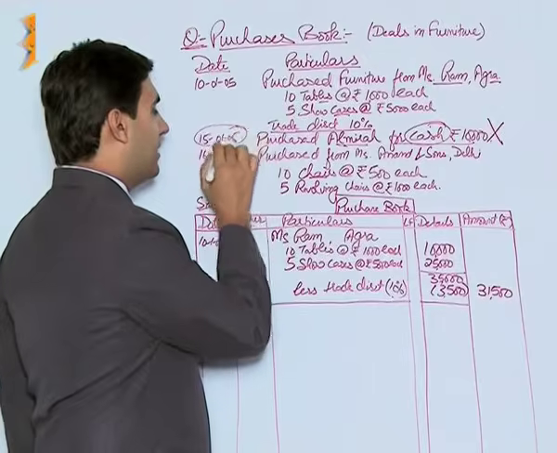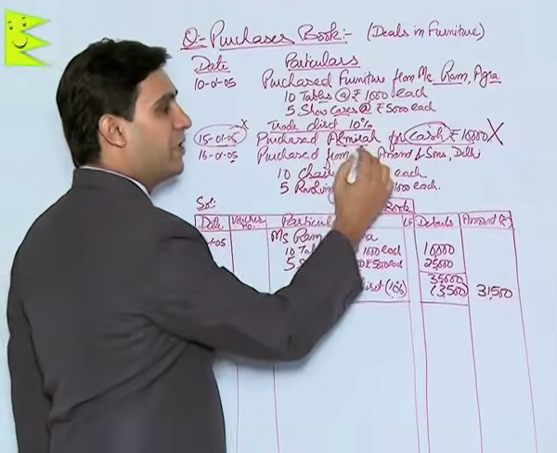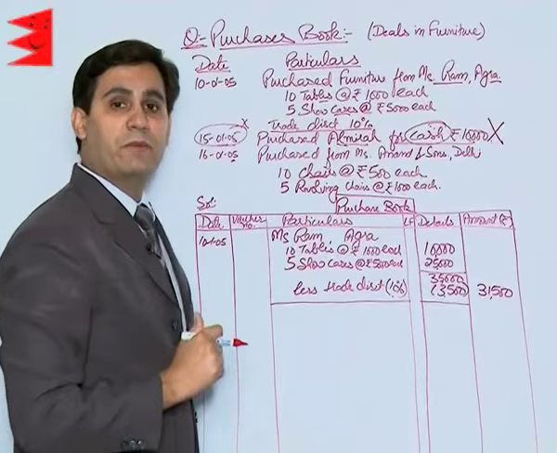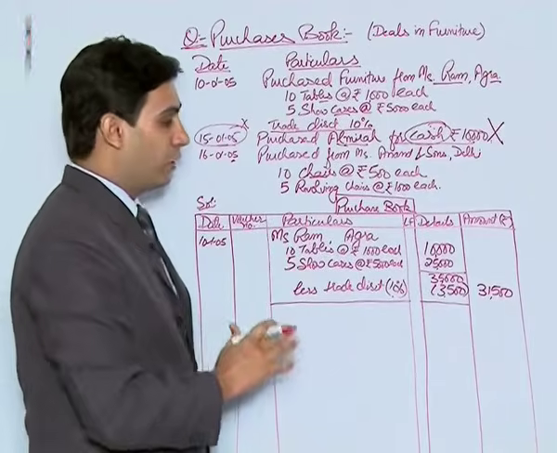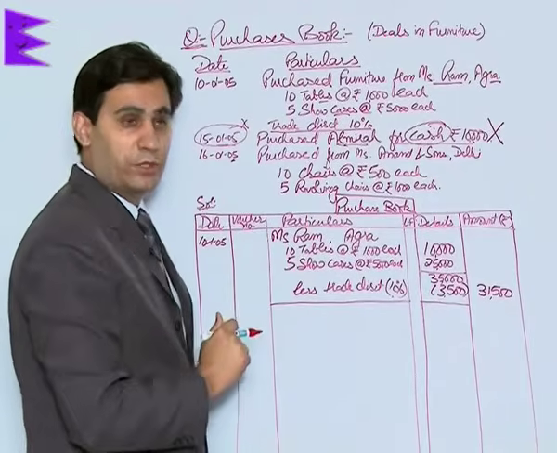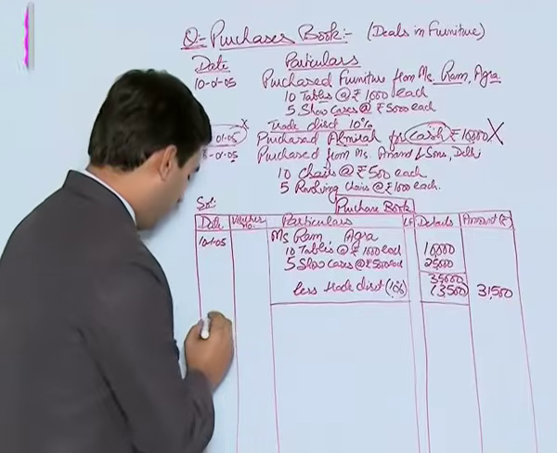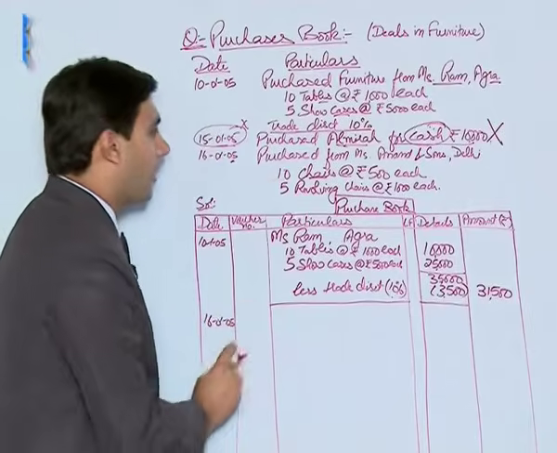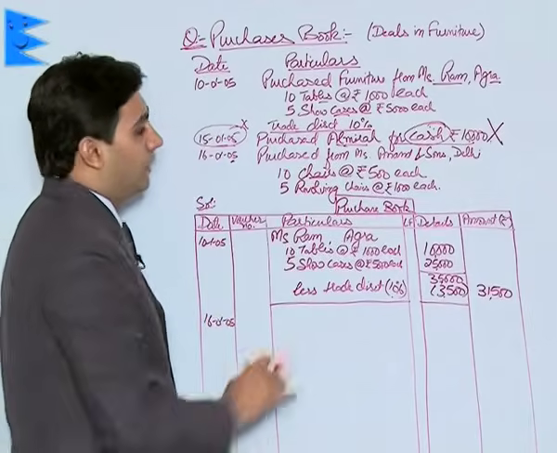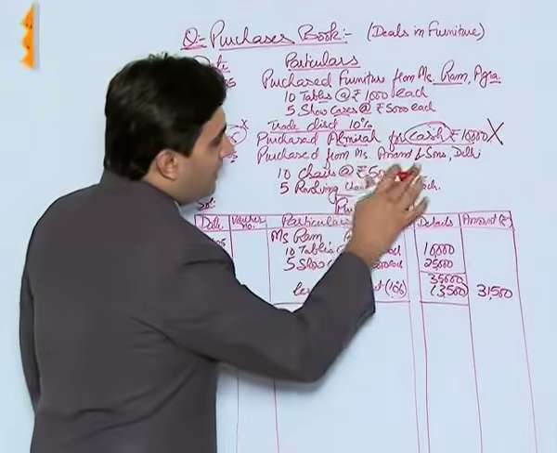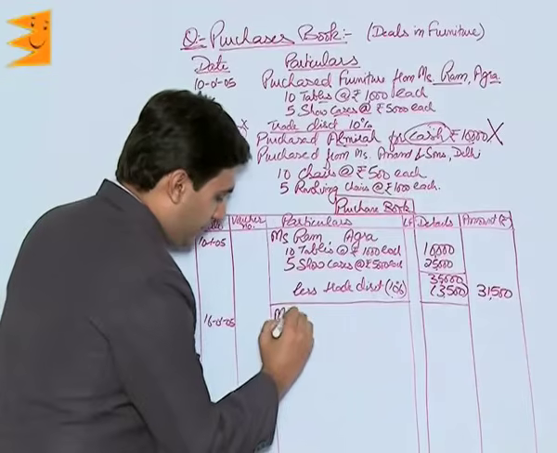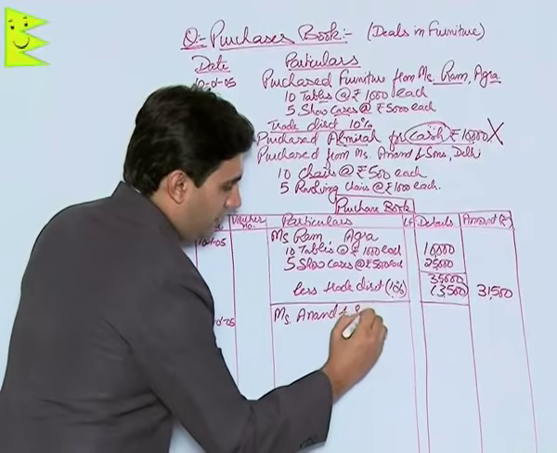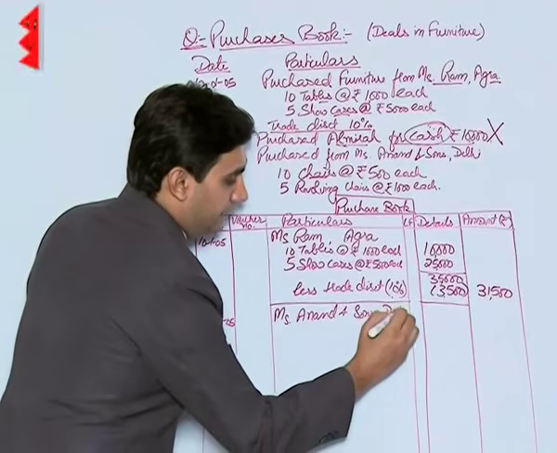We had just discussed second entry is purchase of Almirah for cash. Since goods have been purchased but they have been purchased for cash, it would not be recorded in the purchase book. Coming to the entry on 16th of January 2005. Again, there is no voucher number. Purchase from Messrs. Anand and Sons, Delhi.